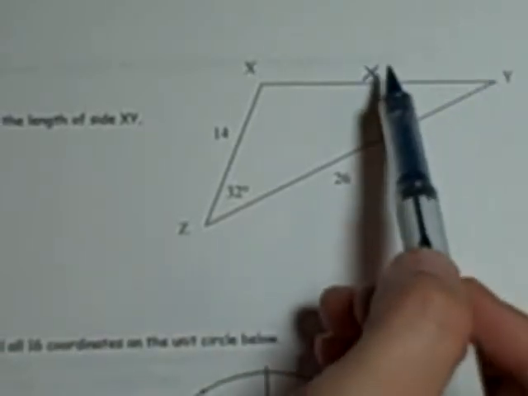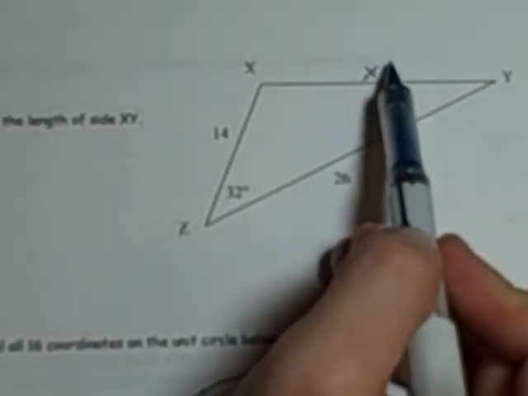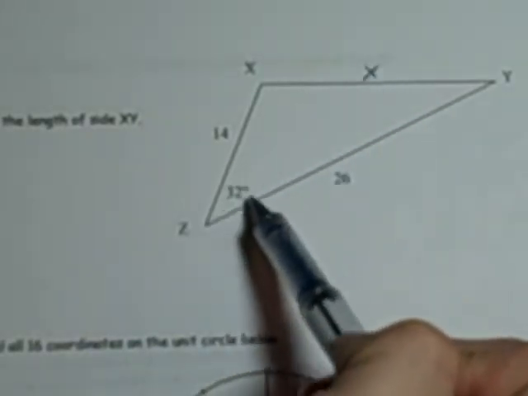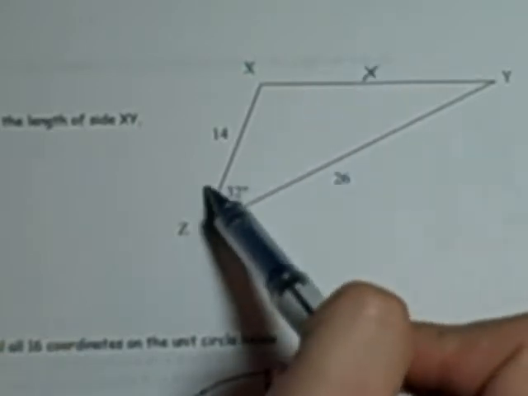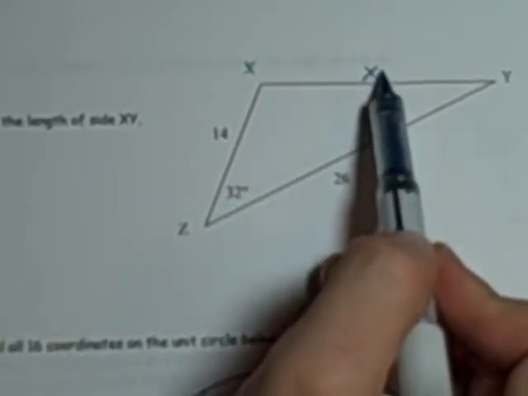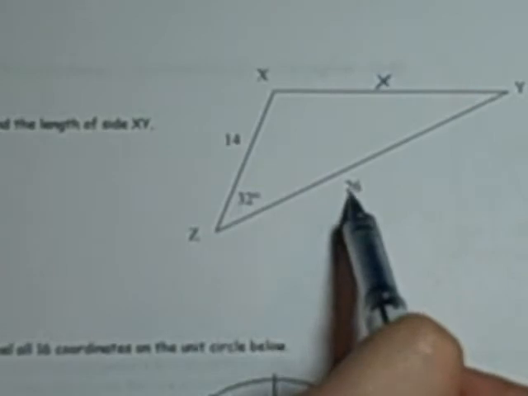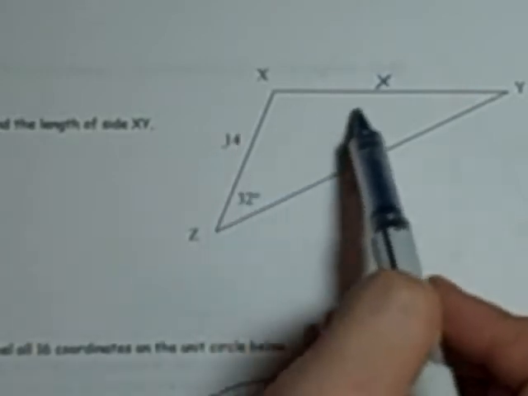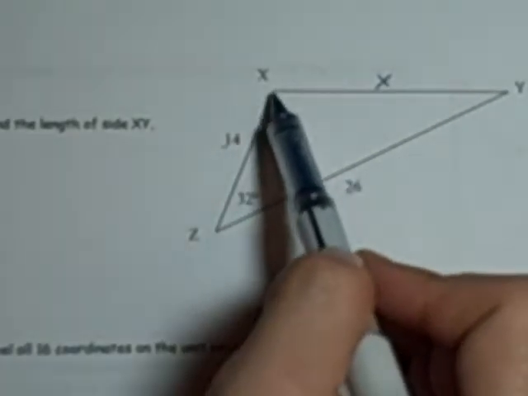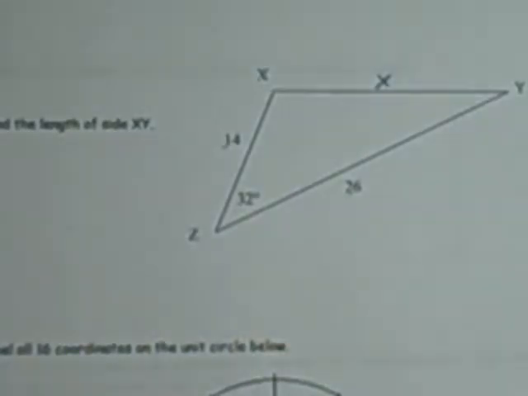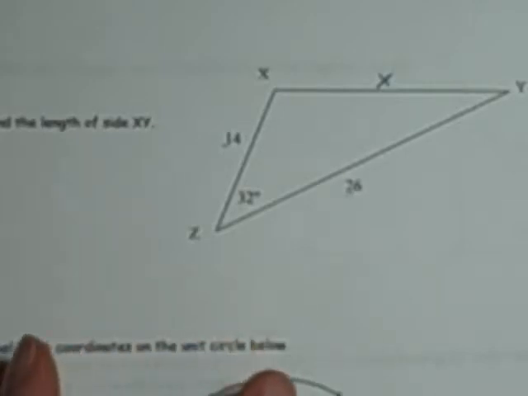Now to use law of sines, which is my preference, I have to be able to pair up an angle and a side. So I have one pair here. I have the 32 degrees across from that x. But notice that these two side lengths here, the 14 and the 26, I don't have angles across from them to be able to pair up with. So I'm not going to be able to use law of sines here. So I will be using law of cosines. This is another formula that will be provided for you.